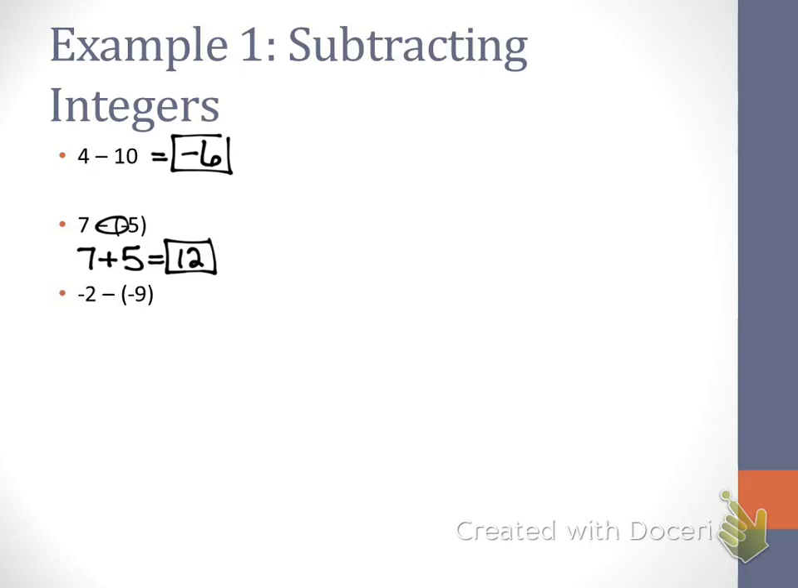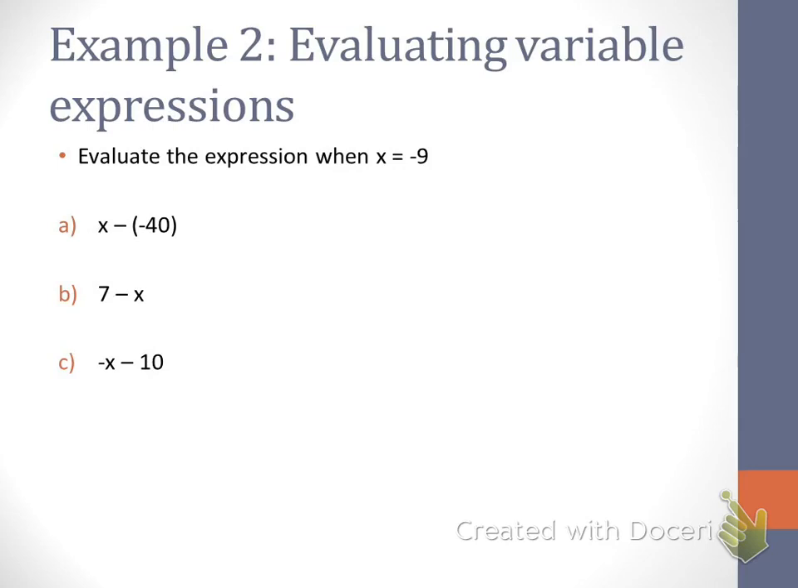All right, now with that being said, I want you to work the third one. -2 plus 9. Guys, your double negative changes to a positive, and you get 7. All right, now let's look at example 2.